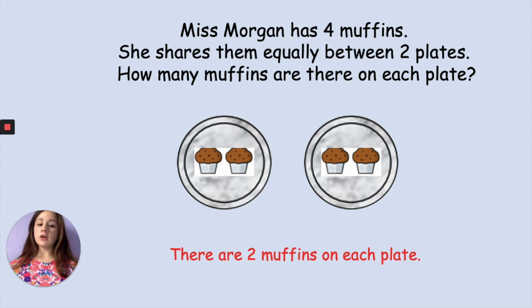There are 2 muffins on each plate. So remember you can do it one by one. 1 for this plate, 1 for this plate, 1 for this plate, 1 for this plate, and you will see that you ended up with 2 muffins.